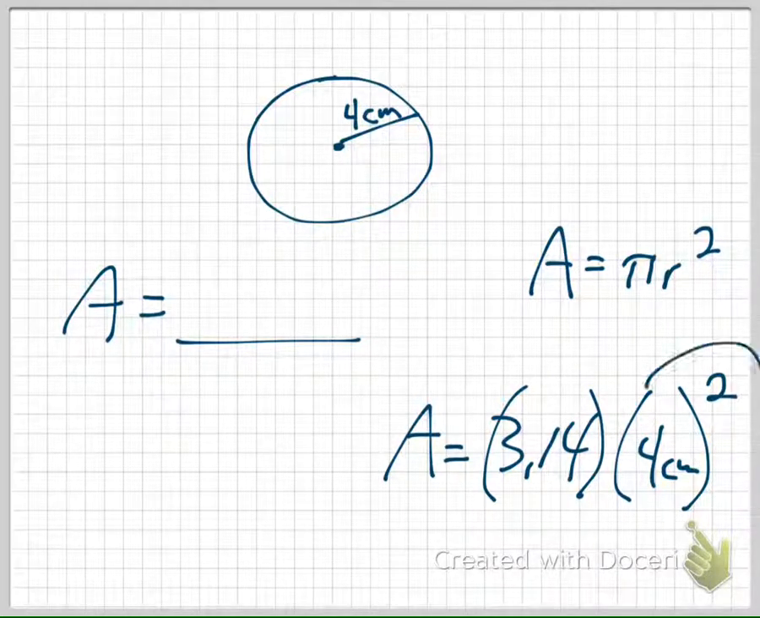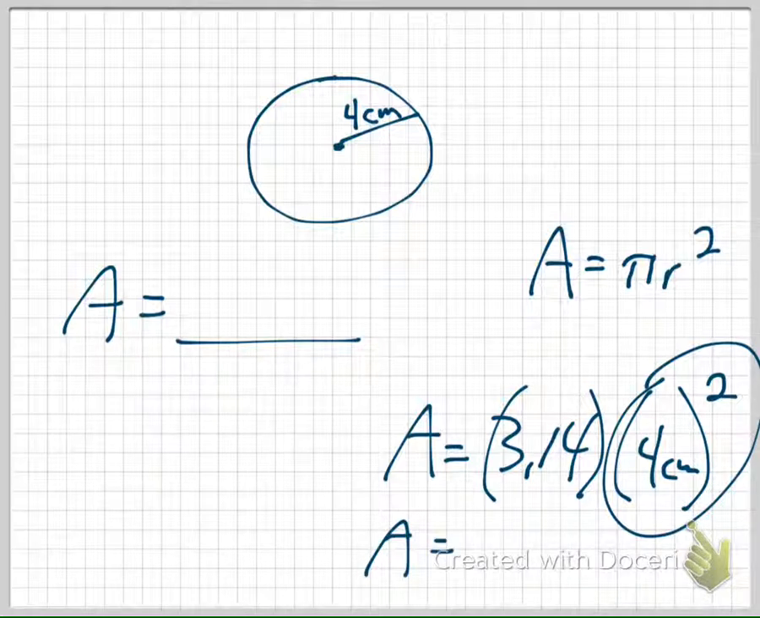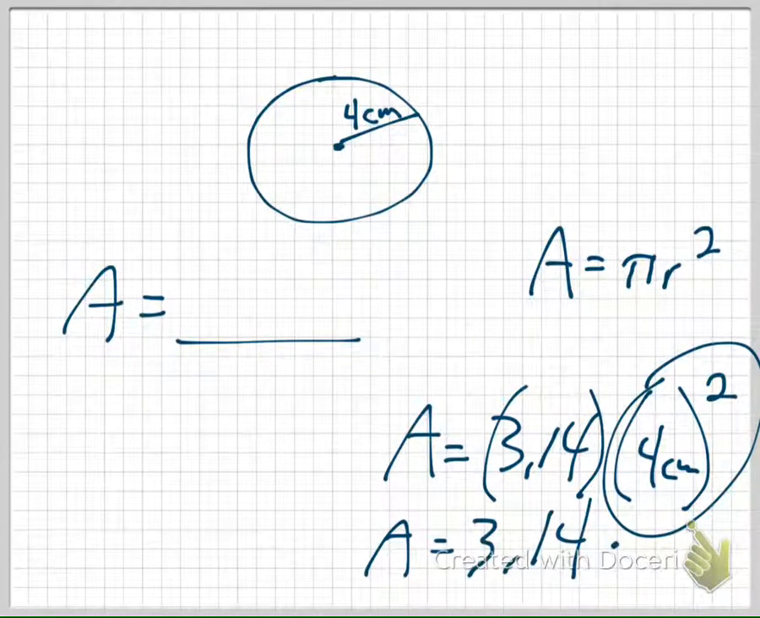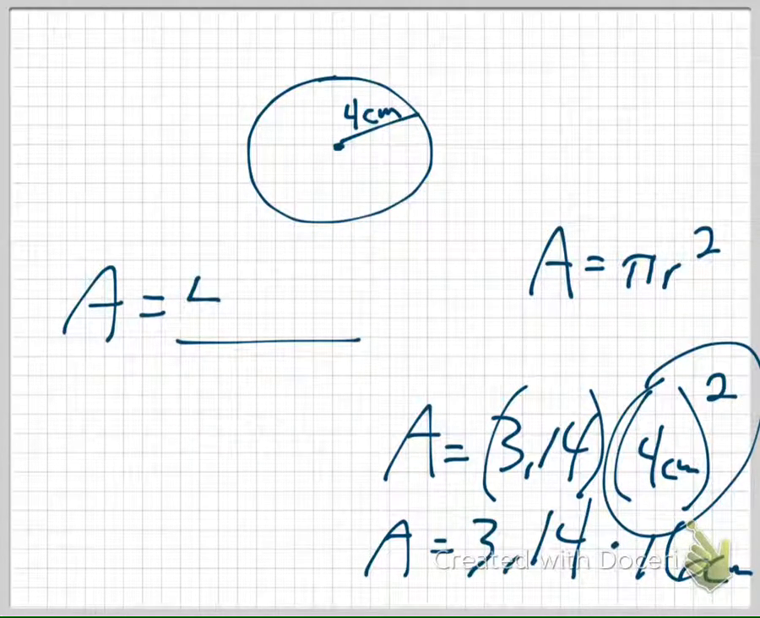So then instead of 4 squared, I put area equals 3.14 times 16 centimeters. Use your calculator. What's 16 times 3.14? What is it? 50.24.